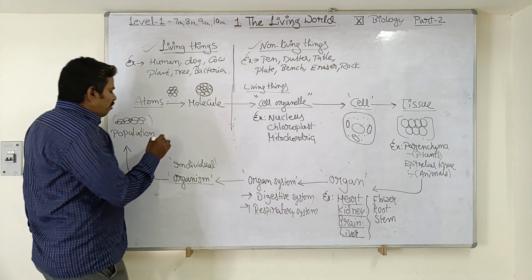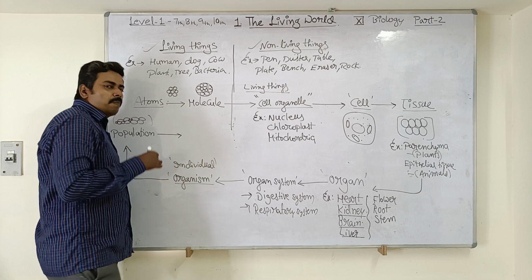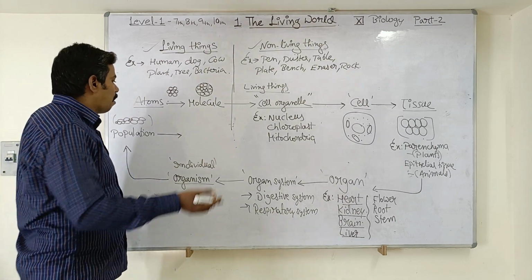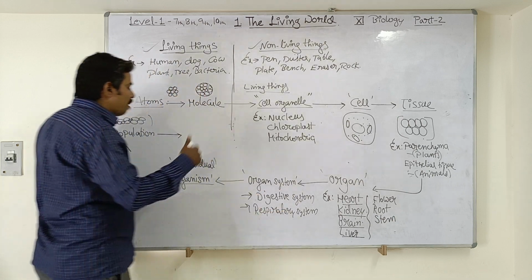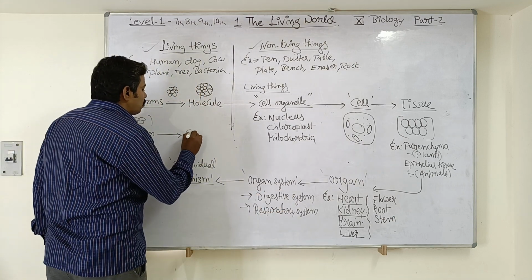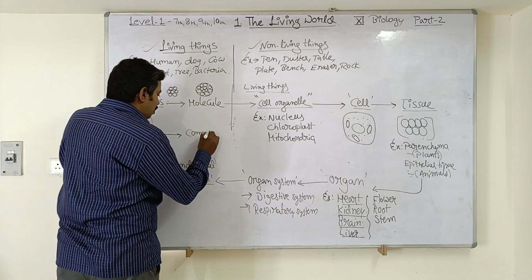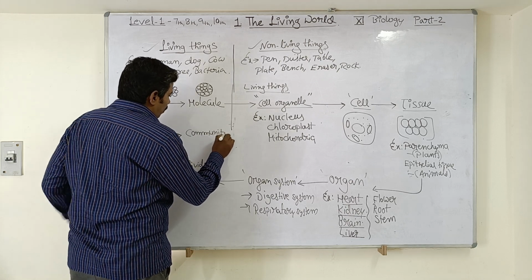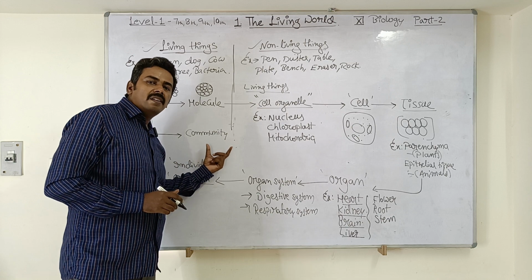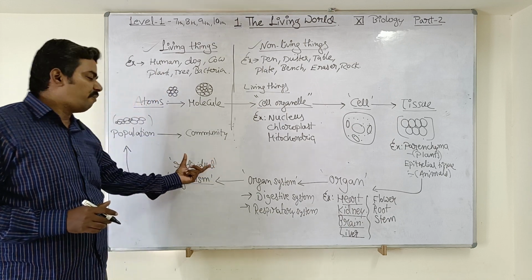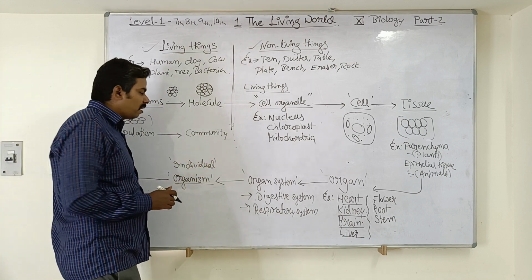Next, different populations of different organisms, like population of tiger, population of deer, population of rabbits. Then what does it form? It forms a community. So in the community, what will we find? We'll find populations of different varieties of organisms.